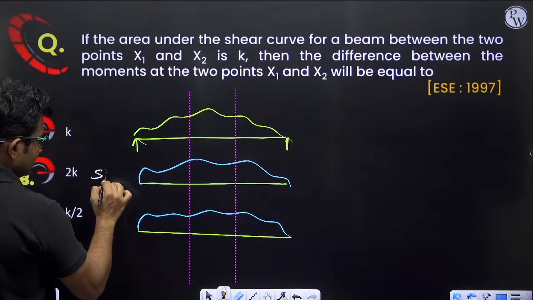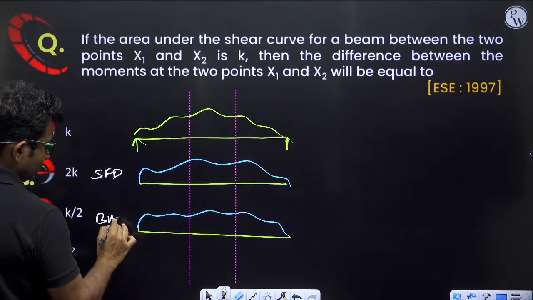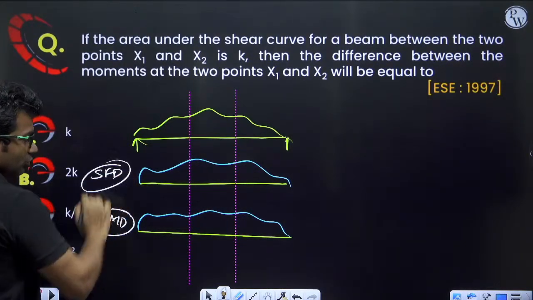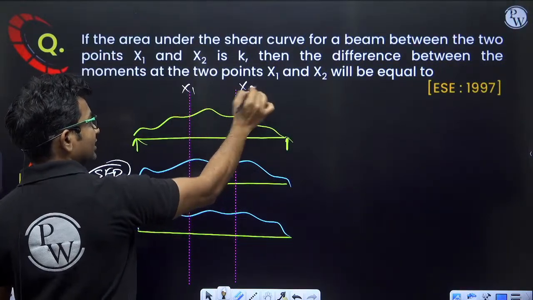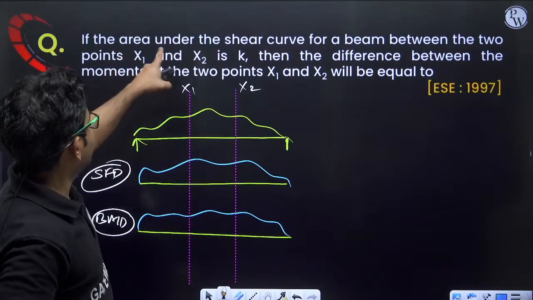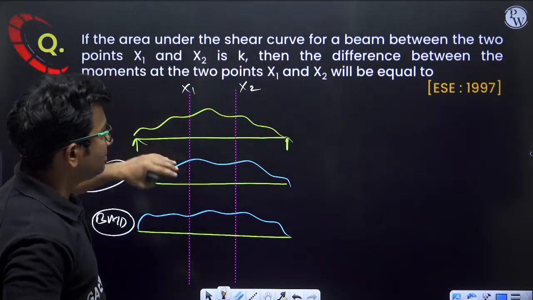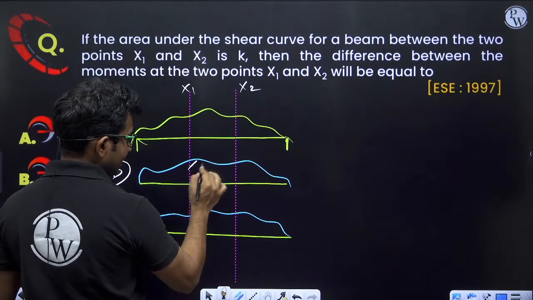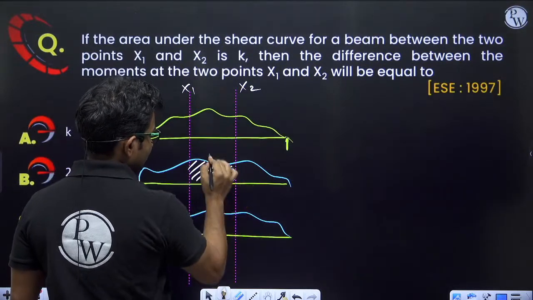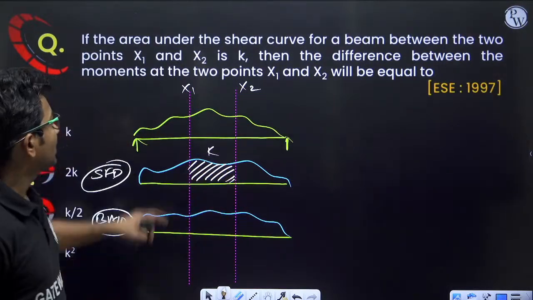So this is shear force diagram, this is bending moment diagram. Now this is point x1, let us say this point is x2. Okay, so the area under the shear curve for a beam between 2 points x1 and x2. So this is point x1, this is point x2. Area under this is k. This is the area. Okay, this area is k.